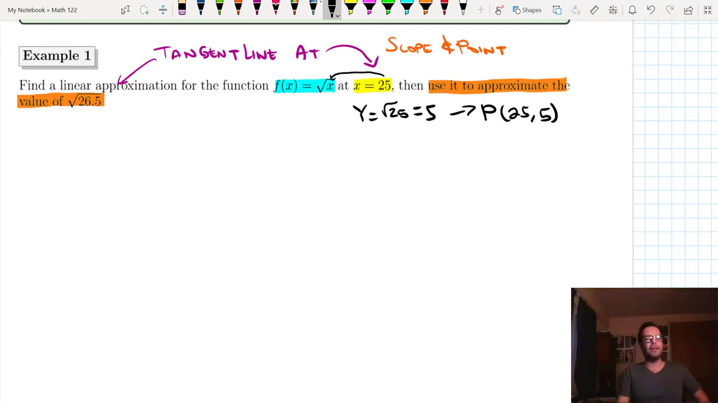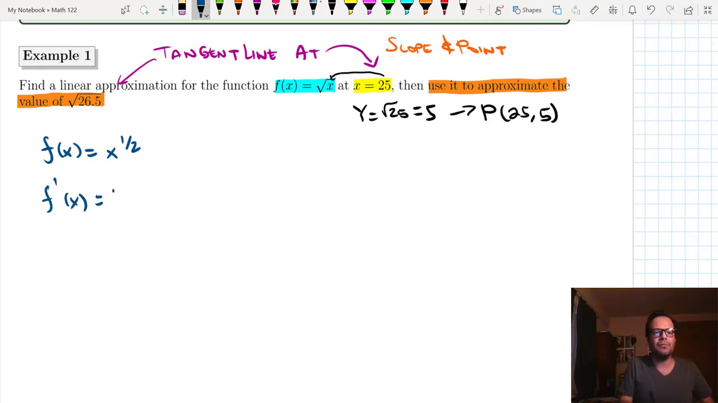Now we need to find the slope. How are we going to find the slope? Well, we are going to take the derivative of the function. However, we cannot take the derivative of f of x equals the square root of x just yet, so we need to write it with rational exponents and then take the derivative. Now f prime will be 1/2 times x to the negative 1/2. And if we simplify this, we get 2x to the 1/2 in the denominator, or 1 over 2 square root of x.